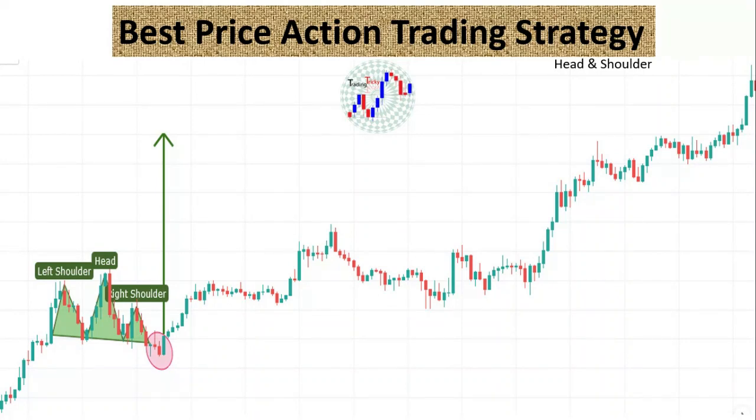Number 1. You spot a bull flag pattern in a downtrend. Number 2. You spot a bull flag pattern in an uptrend. Now, let me ask you, which chart pattern would you trade, 1 or 2?